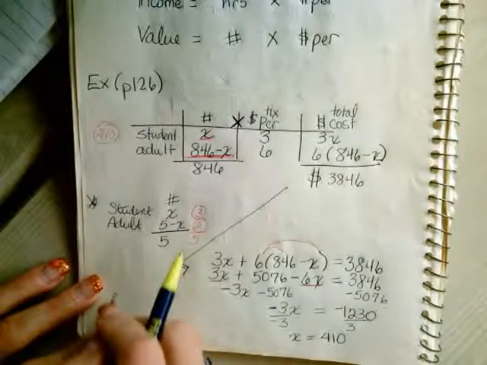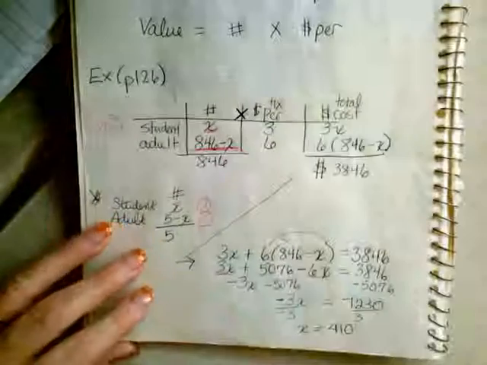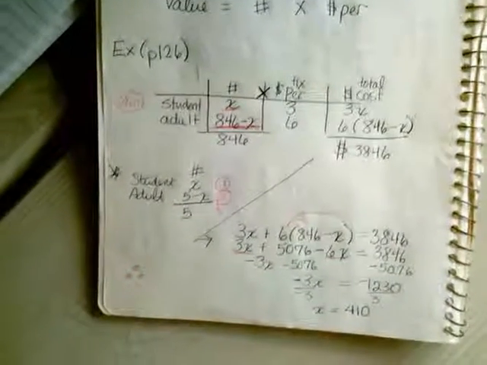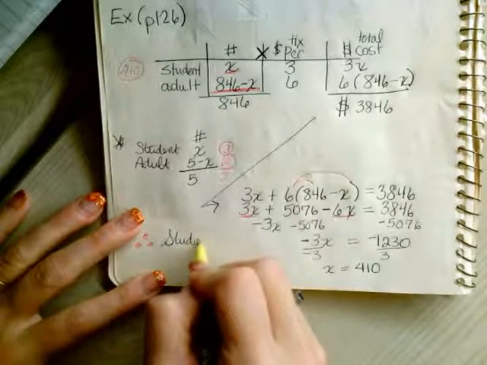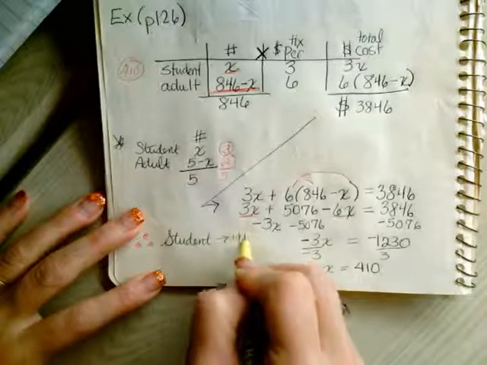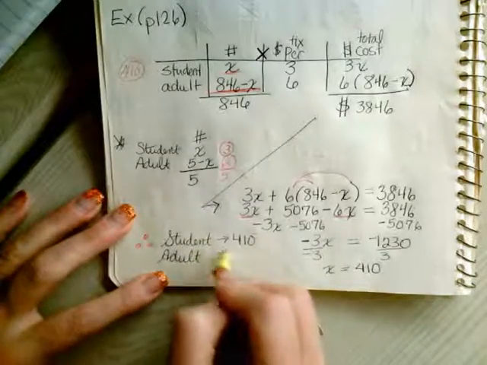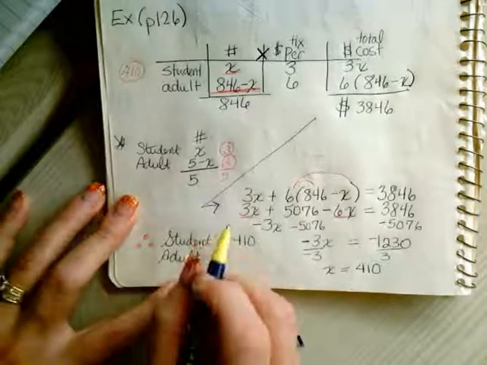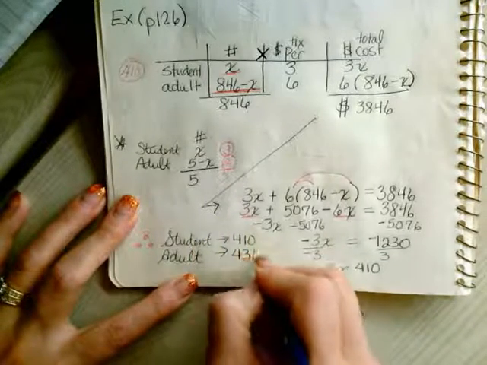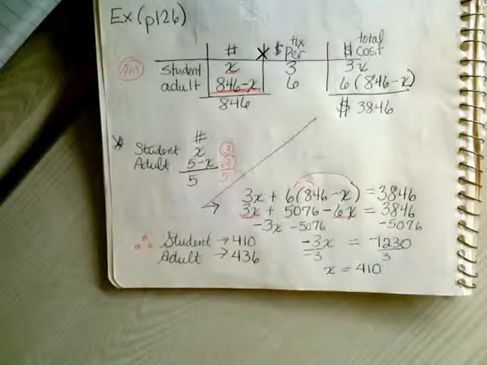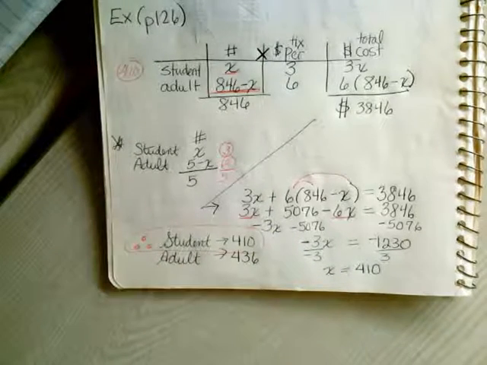Okay, so after we've charted, after we've solved, let's interpret our data. Student is 410. 846 minus 410 is adult. So what's adult? Adult is how many? 436. Now, the question, how many student tickets were sold? All they really cared about was this. Okay, that's all they really cared about.